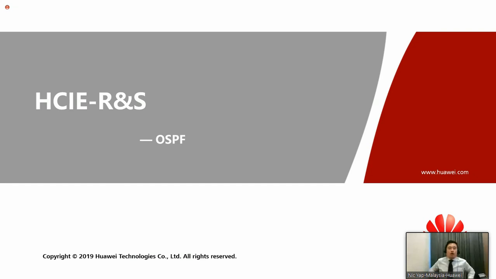So next is OSPF. OSPF, I think HCIA and HCIP have covered already. So for this HCIE topic, we are focusing more on IPv6. So what is added for IPv6 on the OSPF? OSPFv6 requires OSPFv3. So here we have two versions: OSPFv2 and OSPFv3.